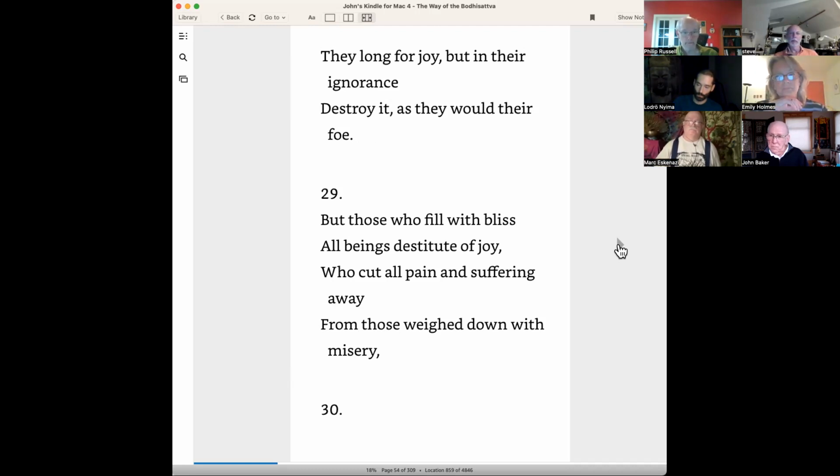Philip? But those who fill with bliss all beings destitute of joy, who cut all pain and suffering away from those weighted down in misery, who drive away the darkness of their ignorance, what virtue could be matched with theirs? What friend could be compared to them? What merit is there similar to this? So this is as radical as it gets. This is the excellence of bodhicitta, this chapter.